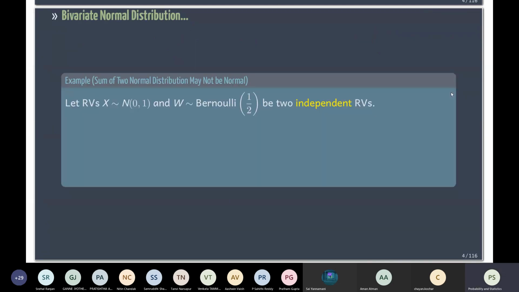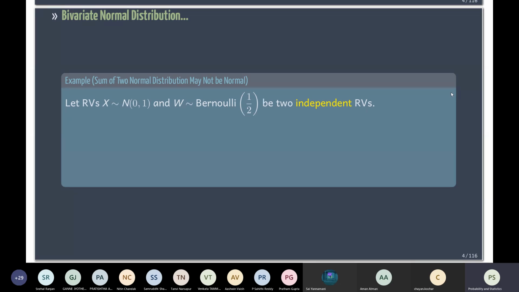Okay, now we will go to a topic that's the bivariate normal distribution. Okay, so let us see what that means. But before that, I will show a motivating example of how we can obtain a bivariate normal distribution. I have not defined this yet, but let us start with an example and see what happens.